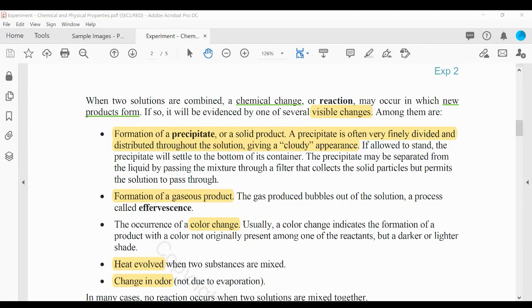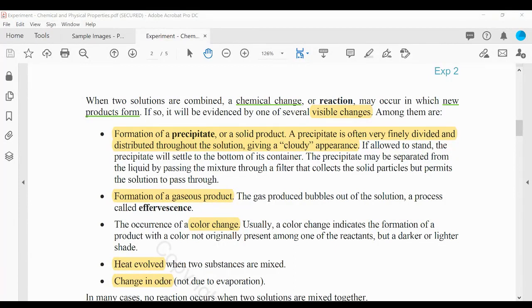So we talk about the precipitate, the gas. What else is in here? It says color change. Of course, if you put two solutions that are clear, just as an example, and you see a different color, a new substance is another indication, a visible change, that a reaction occurred.